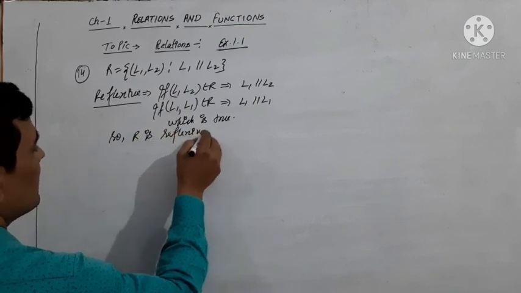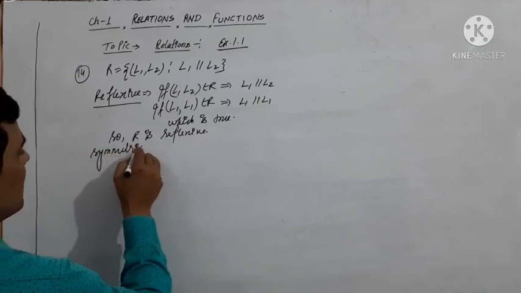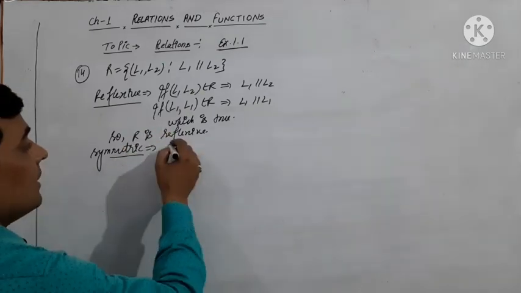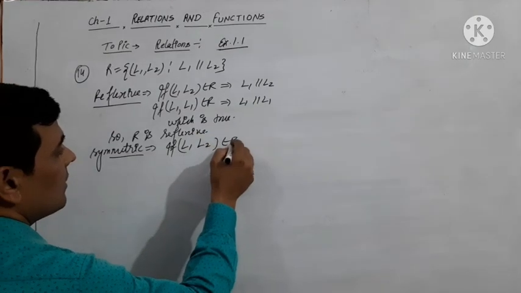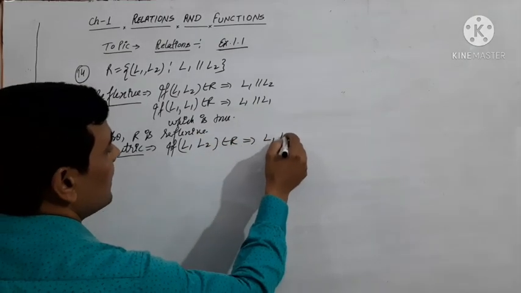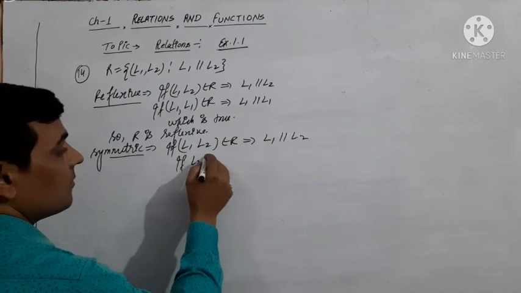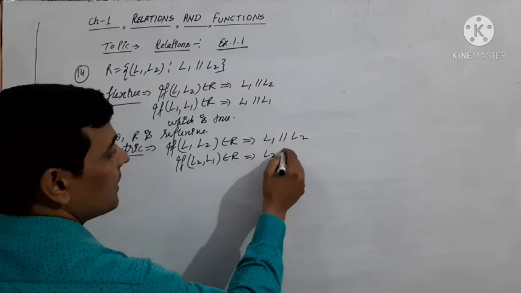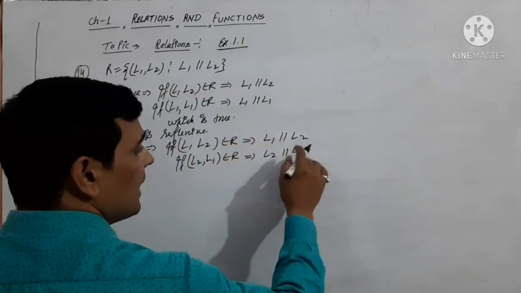Now come to the symmetry. What is symmetric relation? See, if L1, L2 belongs to R, this implies that L1 is parallel to L2. If L2, L1 belongs to R, then L2 is parallel to L1. सही बात है बेटा.